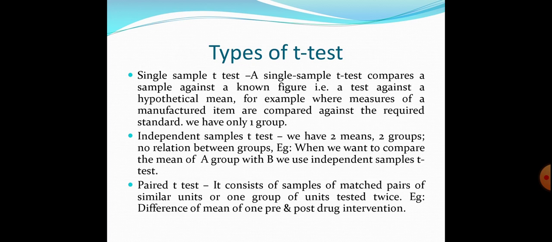Now the paired t-test. Such kind of situations apply in which the sample is the same but the situations are different. For example, such problems are there in your book in which we check the patients before giving the medicines and the impact of the medicines on the patients after giving the medicine. So such kind of problems are there in the paired sample test. It consists of samples of matched pairs of similar units or one group of units tested twice. Here the group is the same, the group is single, but the test is done twice on the same group.